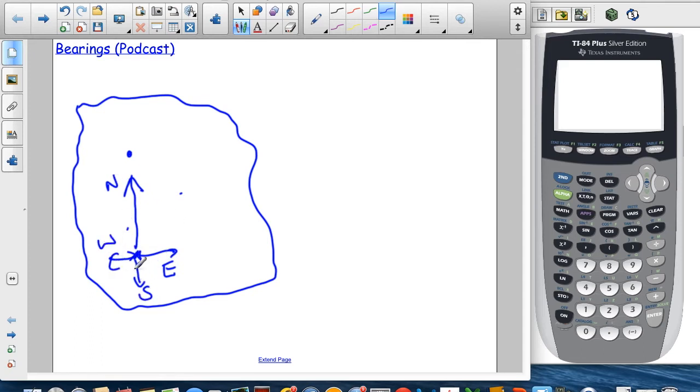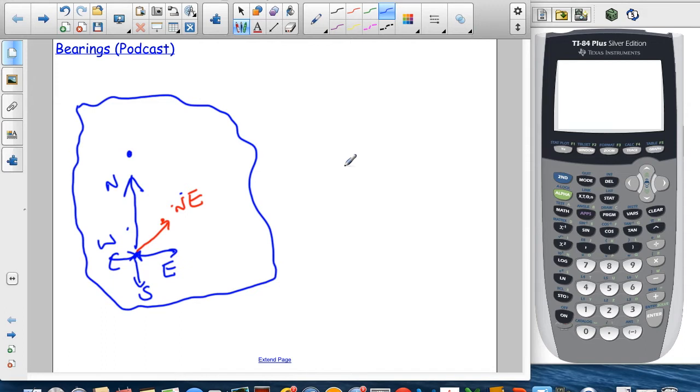What would happen if you're not going exactly north, south, east or west? Let's say, for example, that you want to go over here. You might say that you're going northeast. But you can see it's not very precise, and that's where our bearings come in, the definition of a bearing.